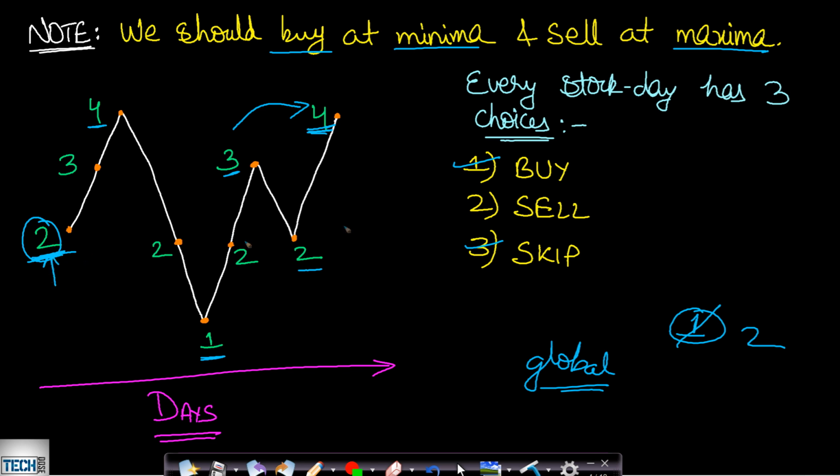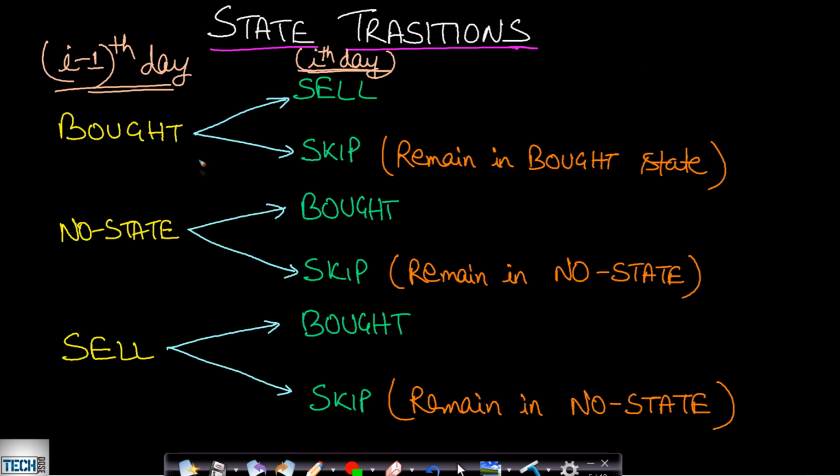So on this first day you can buy a stock or you can skip it. On the next day, depending on the previous day part. If on the previous day you had bought a stock, then on this day you can either sell the stock or you can skip the selling part. So like this, there can be 3 options at a given day, but you can perform only 2 of them depending on the previous day state. So let us see some state transitions in order to understand this problem.